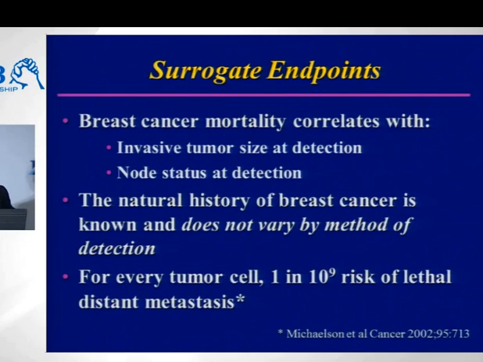Now, I'm giving you an ultrasound talk, though, and we're not going to have a randomized trial, I don't think, of ultrasound screening, but we can use surrogate endpoints. So we know that we want small, node-negative cancers, and we know that the natural history of breast cancer is known, and it doesn't vary by the method of detection. So if we can find small node-negative cancers by any other modality, and today I'm talking about ultrasound, we should be able to achieve that same mortality reduction.